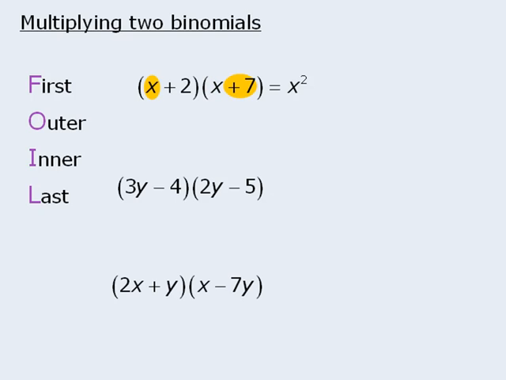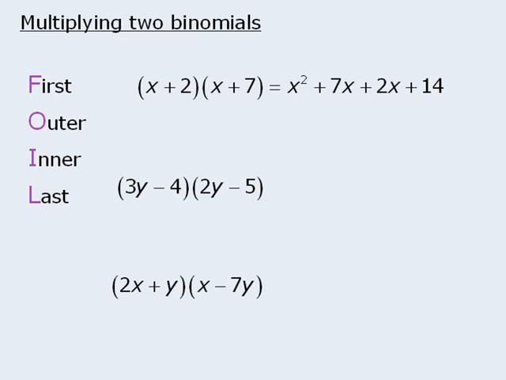Next, we multiply the two outer terms. As you can see, there are four terms altogether on the left-hand side here, and these two highlighted terms are the outer terms. So here, x times positive 7 equals positive 7x. Next, we multiply the two inner terms. Here, positive 2 times positive x is equal to positive 2x. And finally, we multiply the last term in each binomial. Here, positive 2 times positive 7 equals positive 14.